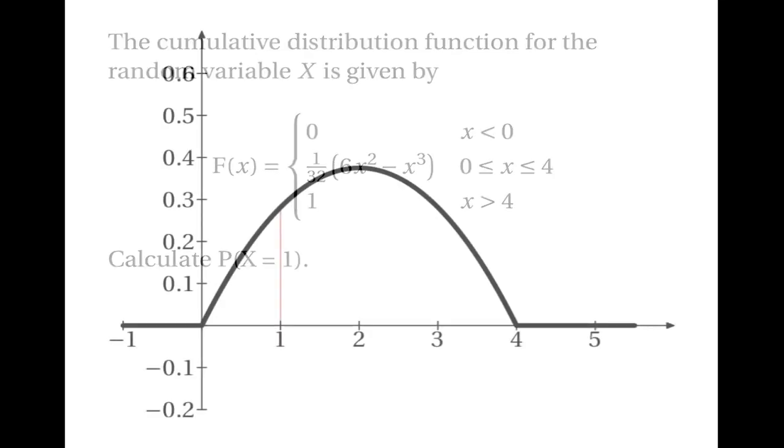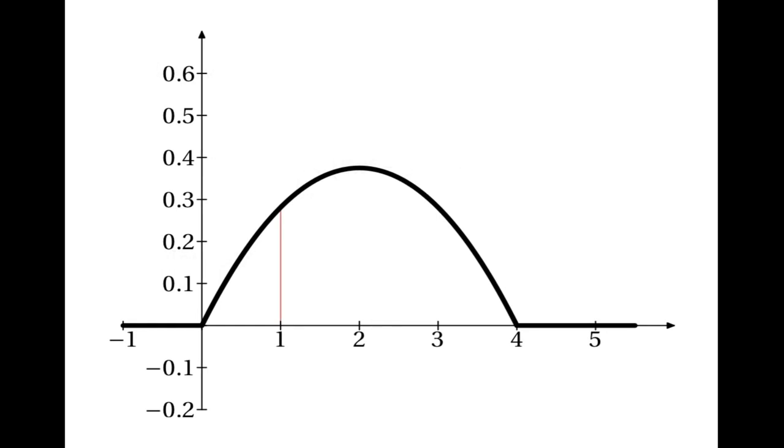I hope you realised that this was actually a trick question. The probability that x is equal to 1 is the area of this line, and the area of a line is 0. The probability that x is equal to 1 is equal to 0.